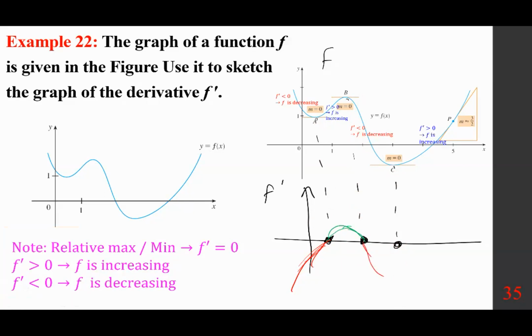So goes down and becomes 0. And then here, over here, it is positive, it goes up. And again, I may not know how it goes up, okay, but it goes up.